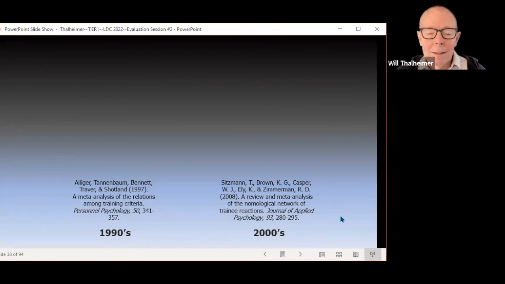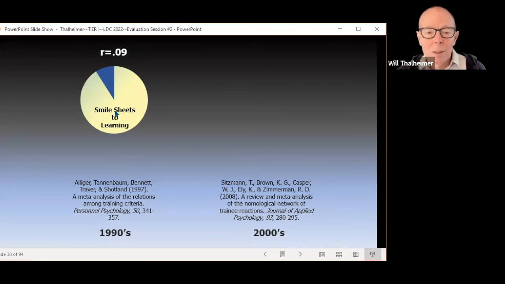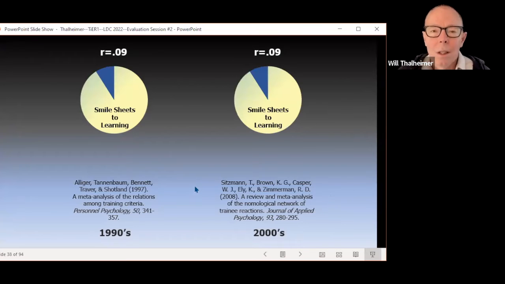Now, the science sort of confirms our fears. These are two meta-analyses. They looked at over 150 scientific studies, and they found that traditional smile sheets were correlated with learning results at 0.09. Now, what statisticians tell us is anything below 0.30 is considered a weak correlation. So 0.09 is virtually no correlation at all.